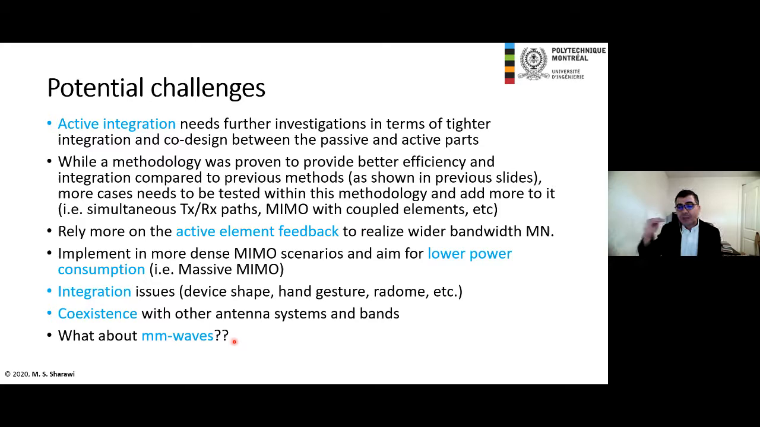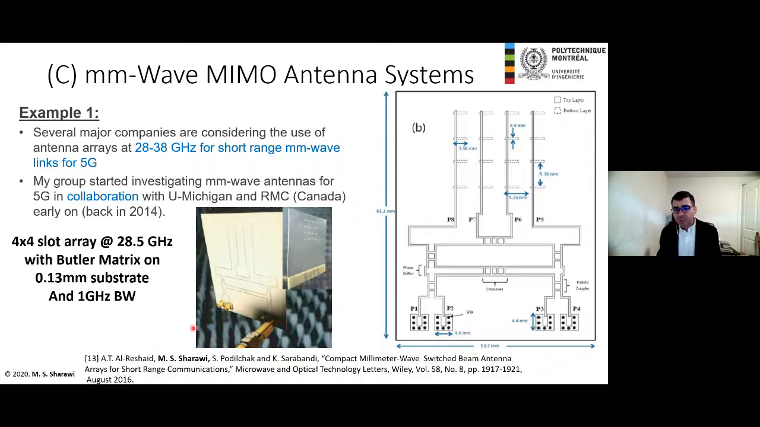When we talk about MIMO antennas at millimeter waves, we have also tackled this subject early on, almost 6 years ago, because this is the time of the publication. The actual work started 2 years before. So several major companies actually started that work at that time, but we had a collaboration and we developed several millimeter wave based switched beam arrays. As you can see here, we have a Butler matrix. So we have a planar array with switched beams, so we can have this MIMO-based switched beam array.